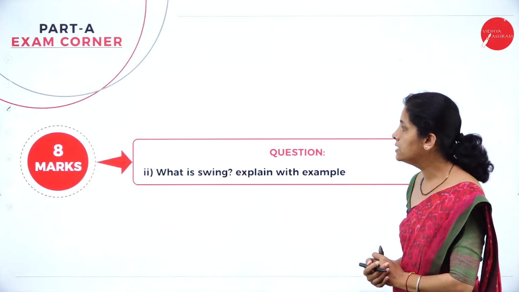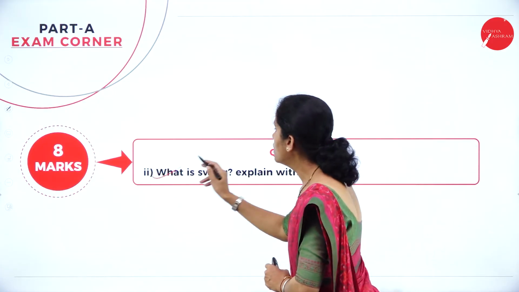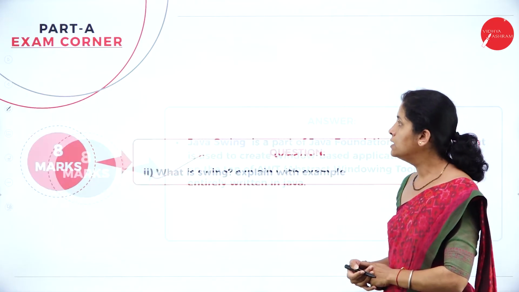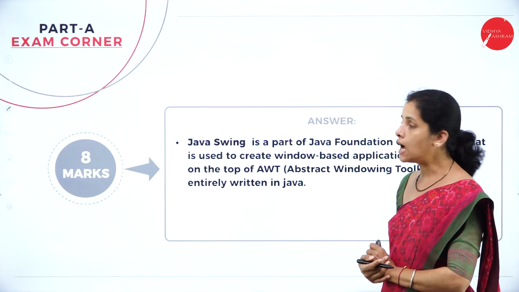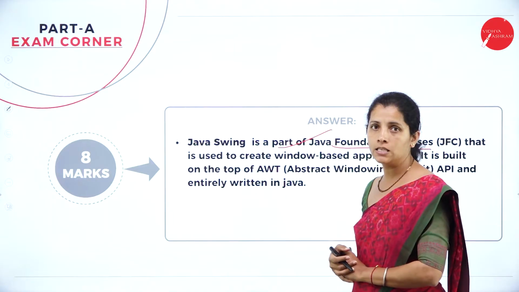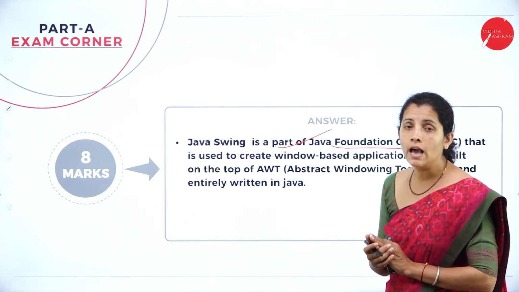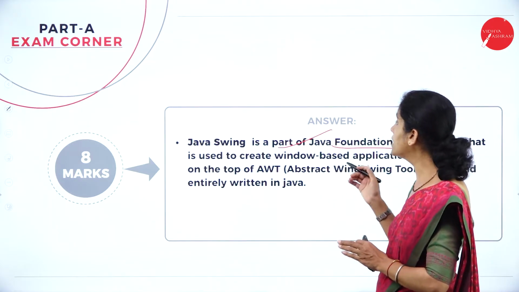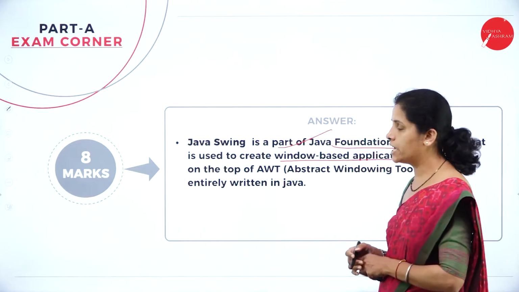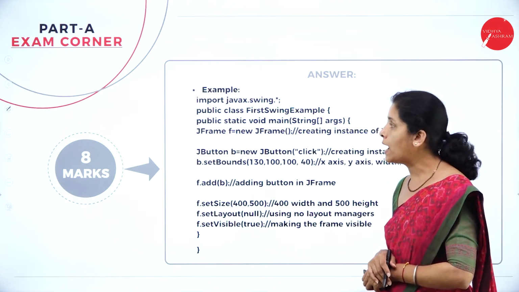Now, dear student, I am going to have the second question under B. What is swing? Explain with example. So, what is swing? Swings are part of the Java Foundation Classes. It always sits on top of the Abstract Windowing Toolkit, and it is mainly used to create Windows-based applications. Now, dear student, this is the simple program I am going to have here.